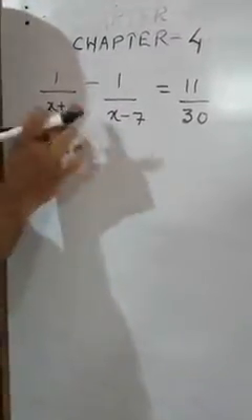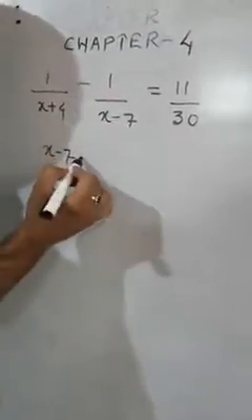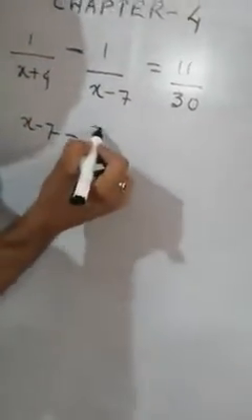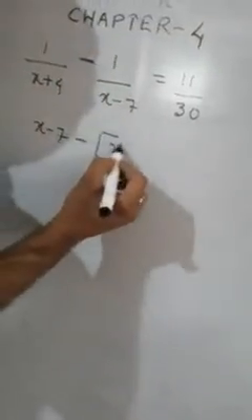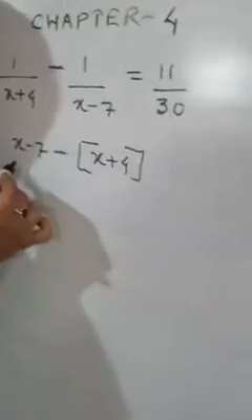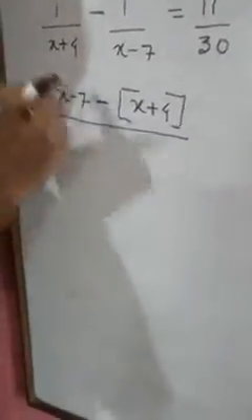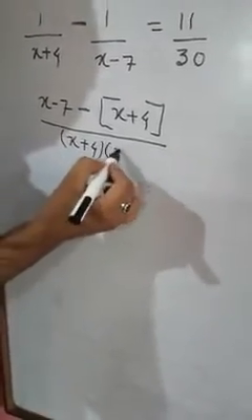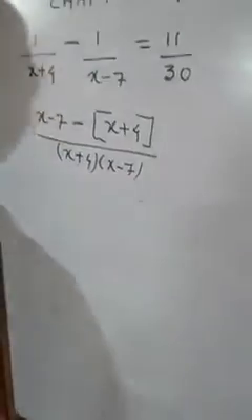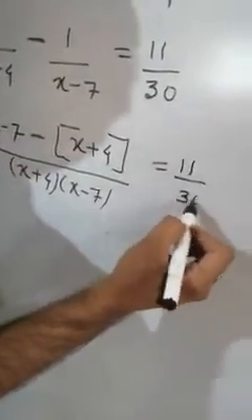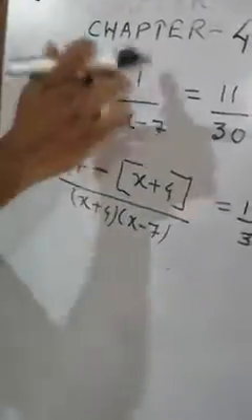So x plus 4 will be multiplied with the 1, and x minus 7 will be multiplied with the 1. Here the minus sign is there, so we will put this number in the bracket, because when the minus sign is there, the sign is going to change. This is divided by x minus 7 and x plus 4, solved by taking the LCM, equal to 11 upon 30.